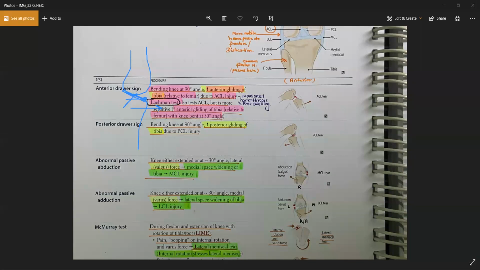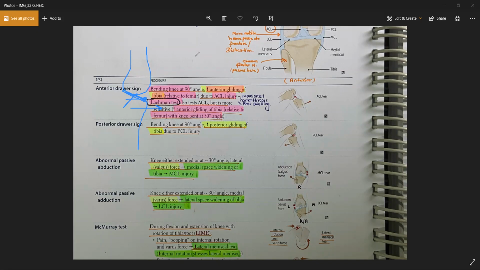And this is the anterior drawer sign. Whenever I have damage to the anterior cruciate ligament, my tibia will be anteriorly gliding with respect to the femur, and it is because of the anterior cruciate ligament injury. This is the anterior drawer sign.